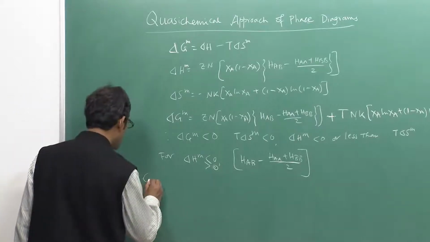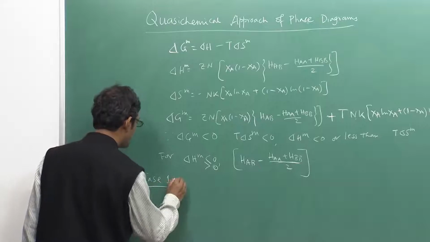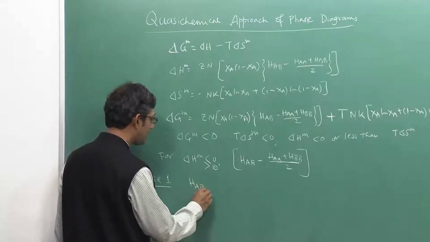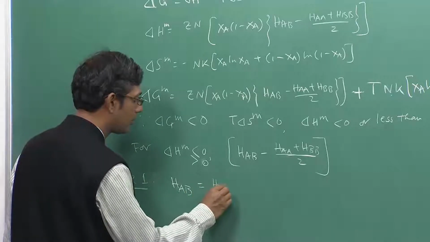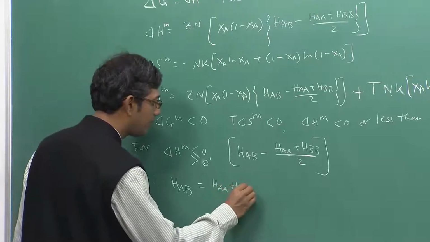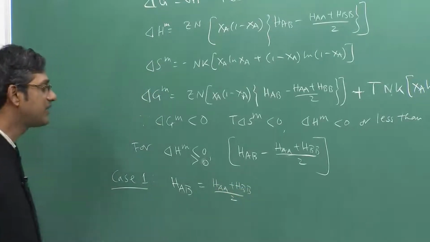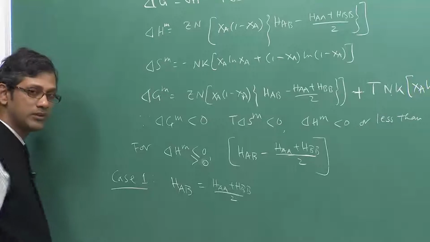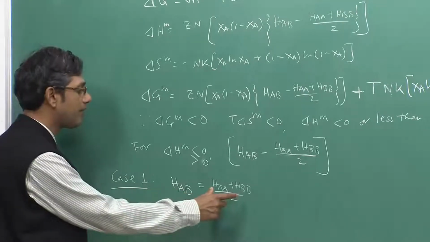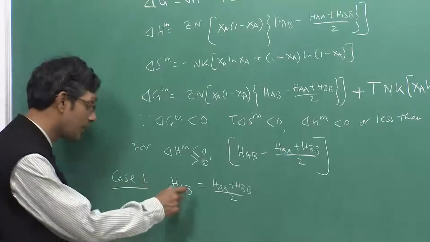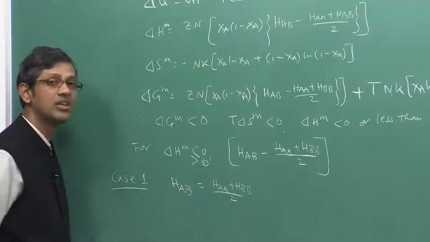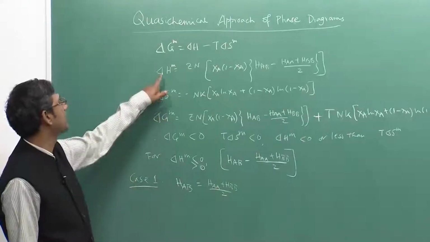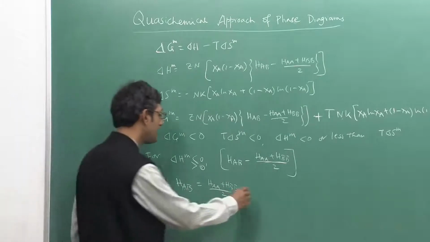The first one, case 1, is the case in which HAB is equal to (HAA plus HBB) by 2. That means this whole thing is 0. Why? If the bond energy of dissimilar bonds is equal to the average of the bond energies of similar bonds, then this term will be 0, it will vanish. If this vanishes, delta Hm will also vanish, that means delta Hm will be 0.